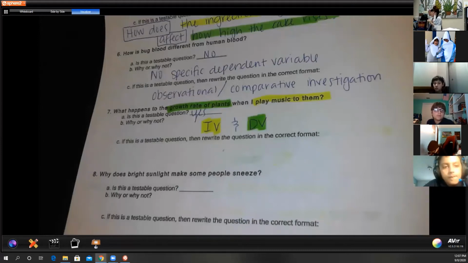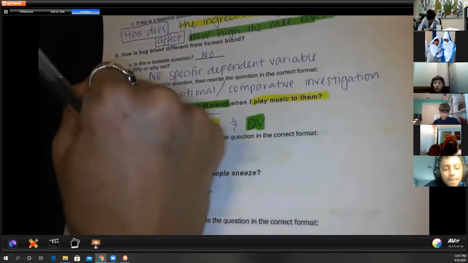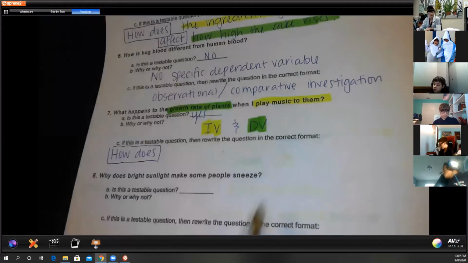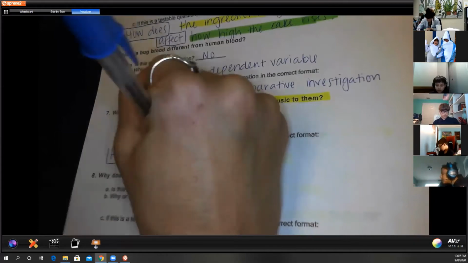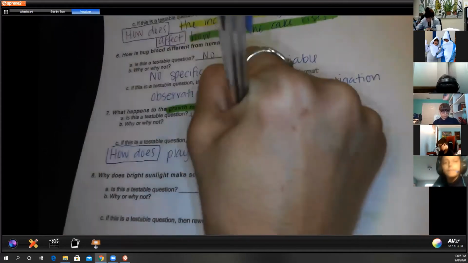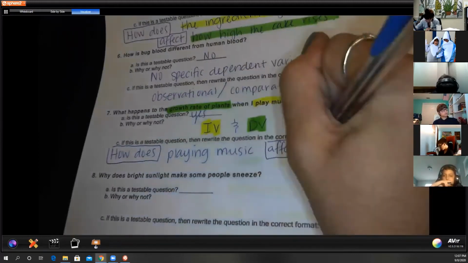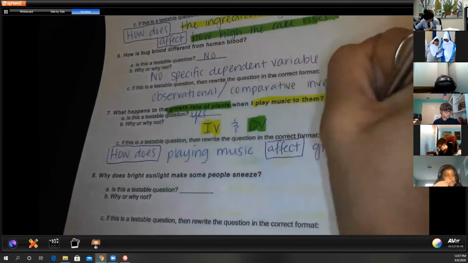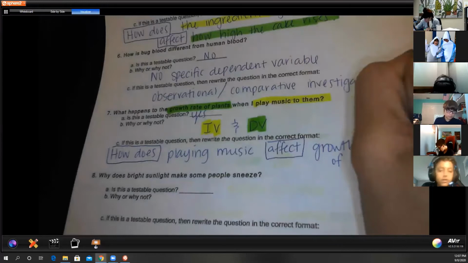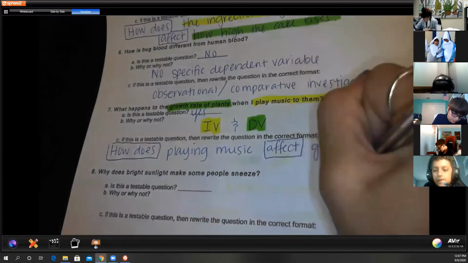Go ahead, Cody. How does playing music? Perfect. How does playing music affect the growth rate of plants? You guys are on fire today. And remember, we want to make sure that we're specific. So we would say specifically, let's say in this example, height.